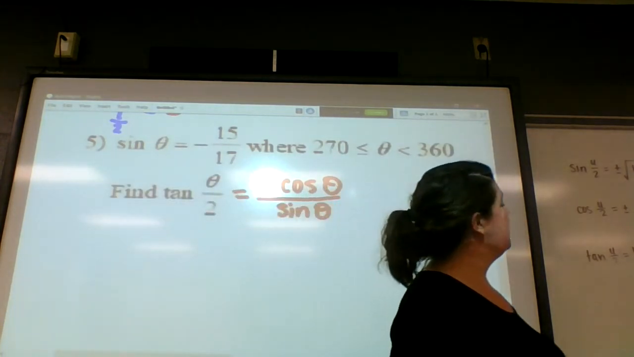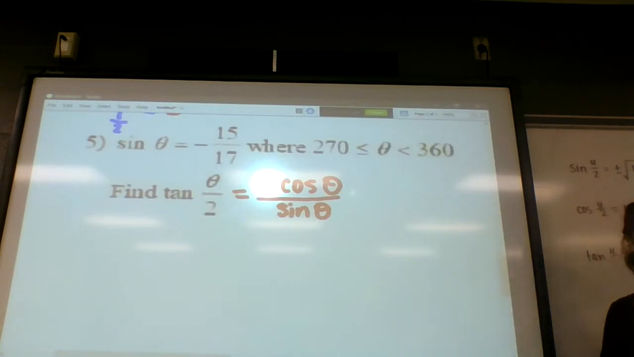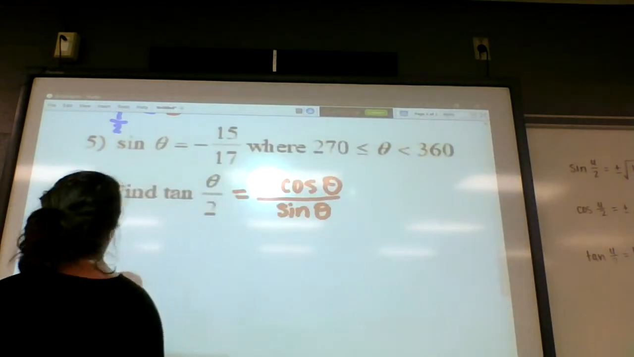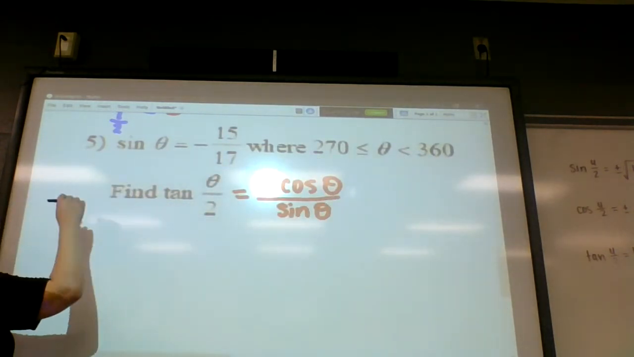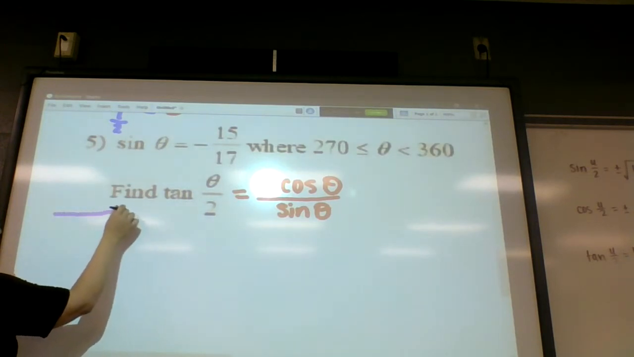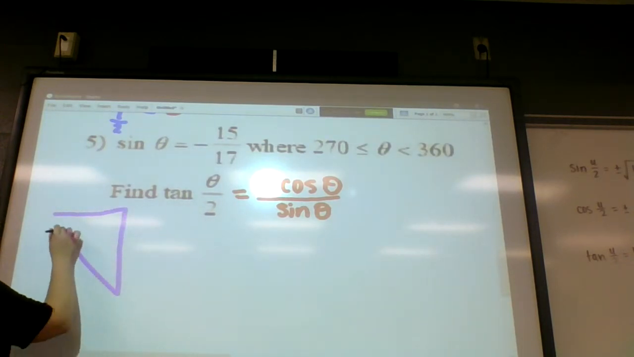And in the question, they tell you the value of the sine of theta, negative 15 over 17. What they don't tell you is the cosine of theta. Can we figure out the cosine of theta? Yes, using a handy dandy triangle. So what quadrant are we in that might help us with our triangle? 270 to 360. That's Q4.